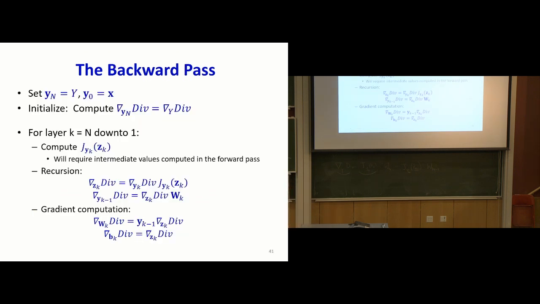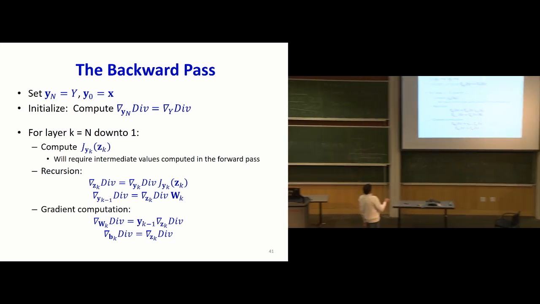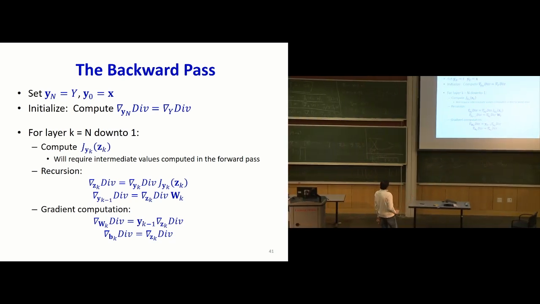So if I were to write the entire thing down like so, then here's what it's going to look like. Once I've done the forward pass, I would first compute the gradient of the divergence with respect to the output of the network. Then going back, I would first compute the Jacobian of the activations, post-multiply the Jacobians. That will give me the gradient of the divergence with respect to the z's. Then take a step back and post-multiply this derivative by the weights matrix. That's going to give me the gradient of the divergence with respect to the previous y's. And keep going backward at each step.